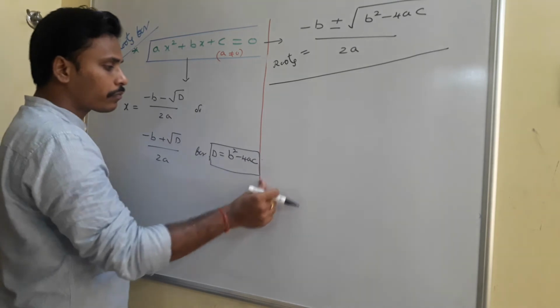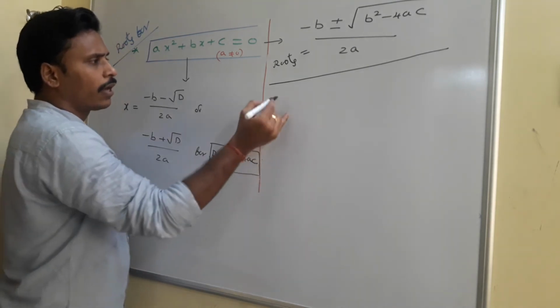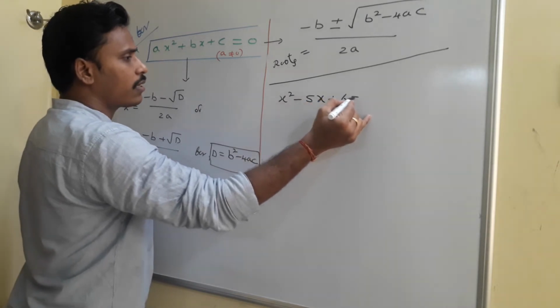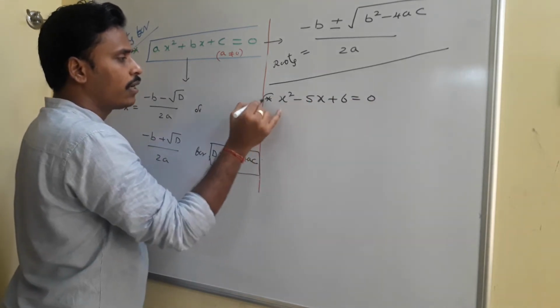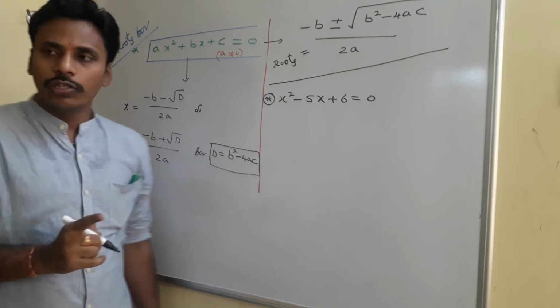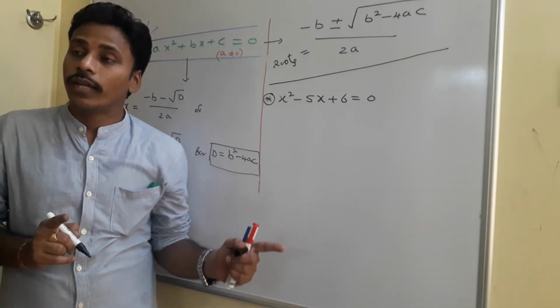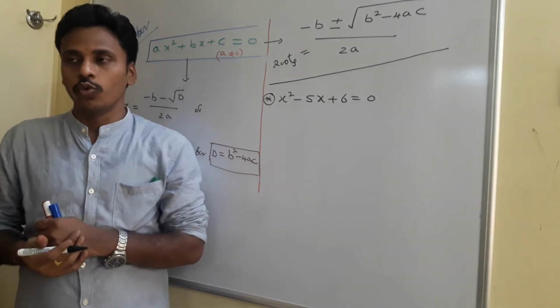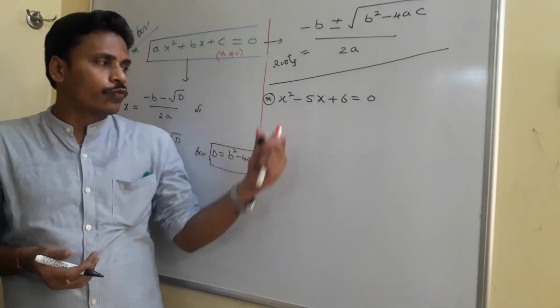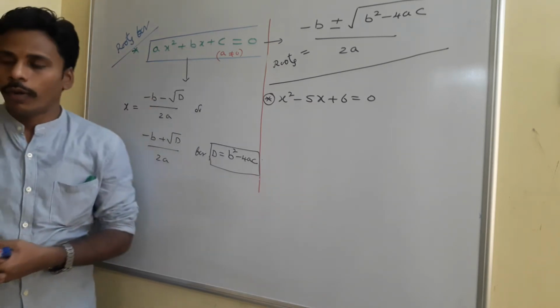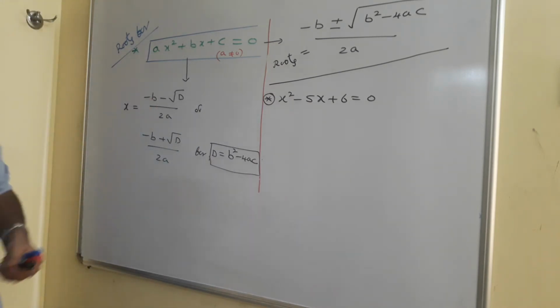Suppose we did a problem yesterday related to finding roots for x square minus 5x plus 6 is equals to 0. We found the roots for this equation using what? Using factorization method as well as using perfect square method too. And now try to find the roots for this using our what? Yeah, formula method, right? Using these formulas we have to find.